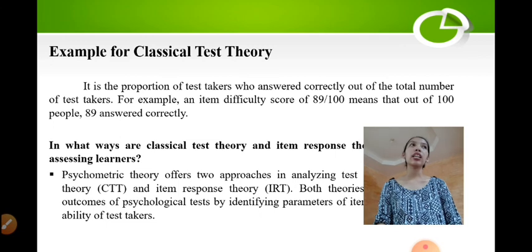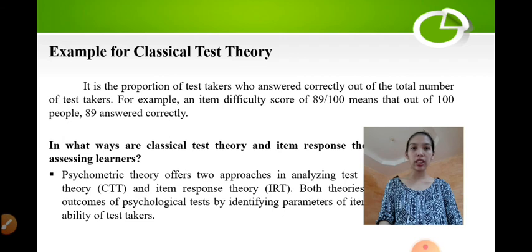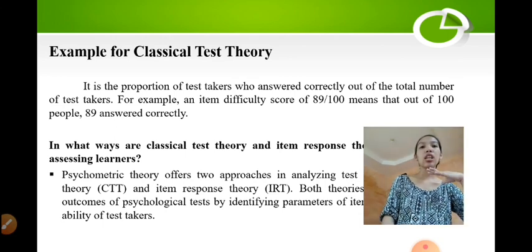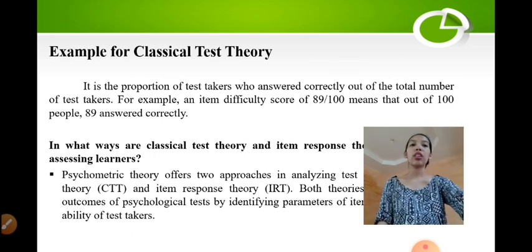So let's untangle this. 30 students, 30 students answered correctly out of the total number of test takers. For example, an item difficulty score of 89 to 100 means that out of 100 people, 89 answered correctly. So is that passing? Out of 100 people, 89 answered correctly, but that is okay. This is classical test theory.